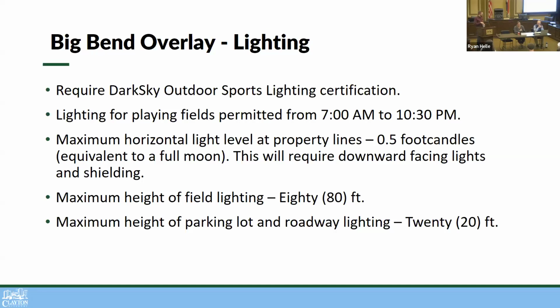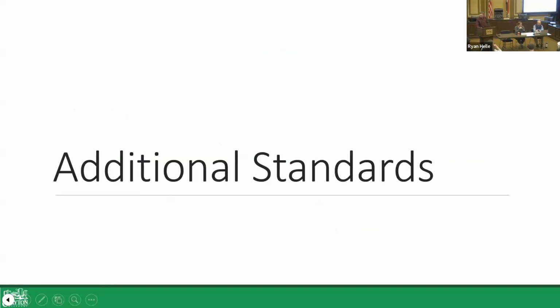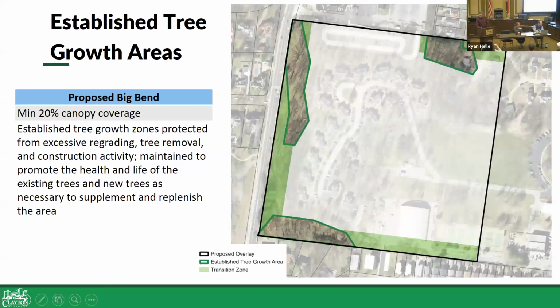The area within the overlay boundary is estimated to be about 25% canopy coverage. Can you go to one of the aerial slides? The percentage I'm giving you only takes into account the area that would be under the overlay district. The right half of that square is mostly open and the left half of the square is mostly covered.